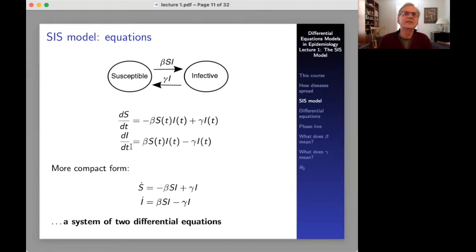Instead of ds dt and di dt, we'll use S dot and I dot. The dot for derivative with respect to t comes from physics, and we'll use it. And we will not mention that S and I have to be evaluated at time t for the sake of compactness, but you should understand that what this means is S dot at time t is minus beta S of t I of t plus gamma I of t and so on. So what this is, we called it rates. It's really a system of two differential equations.